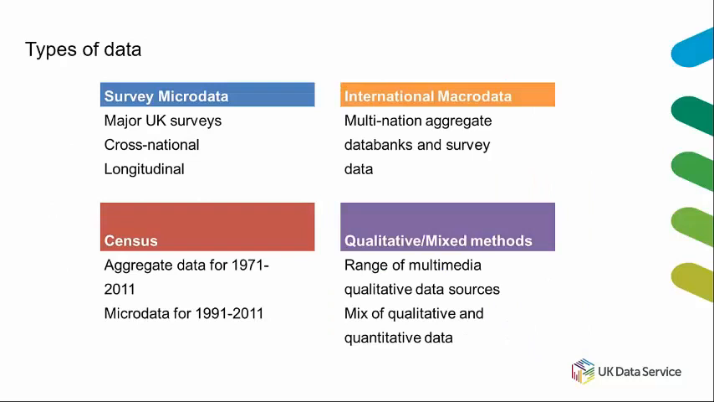So the UK Data Service holds just over 7,300 datasets of a number of types, 4 of which you can see on the screen. And these 4 we are going to focus on in the webinar today. So you've got survey microdata, international macrodata, census data and qualitative and mixed methods data. It's important to note as well that new datasets are added all the time. There's quite a high demand at the moment for COVID-19 data, and we have a depositor who is depositing some COVID-19 survey data at the end of this month, so it's coming in thick and fast.